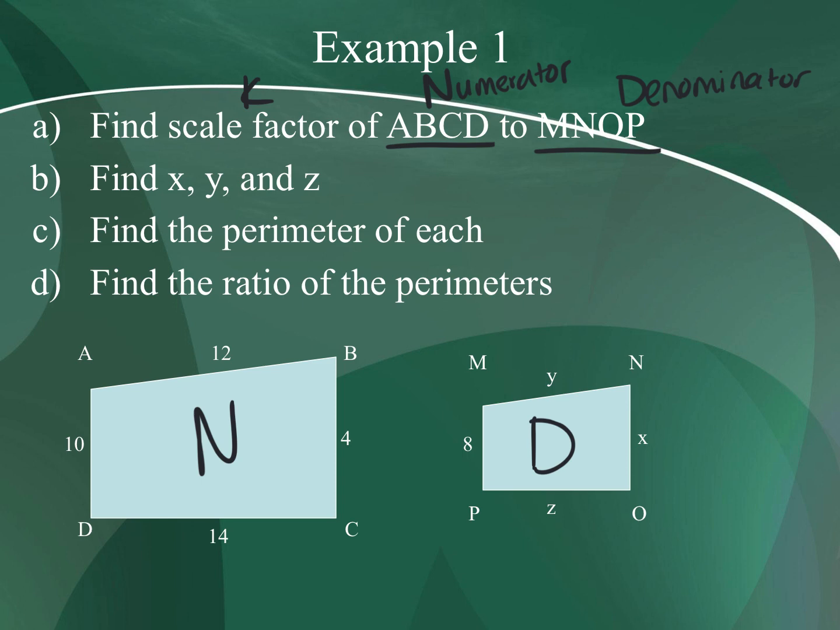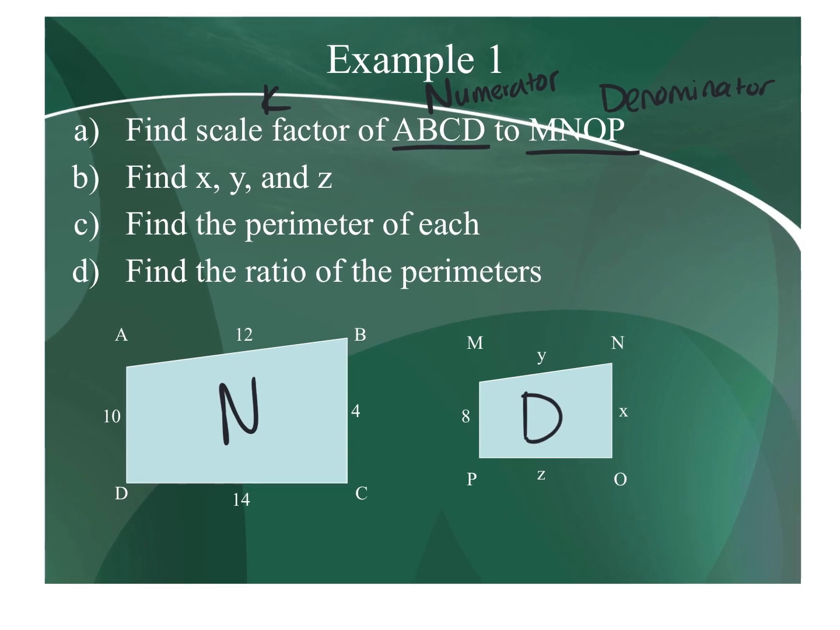All right, it wants me to find the scale factor. So in order to find the scale factor, you need to figure out, okay, I need two sides that are corresponding, and I need to know the length of both of them to figure out my scale factor. Which two sides are corresponding in these two figures, and you know both of their lengths? MP and AD. Very good. So MP and AD.